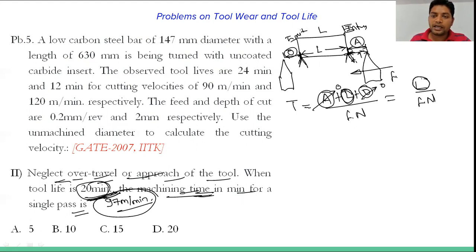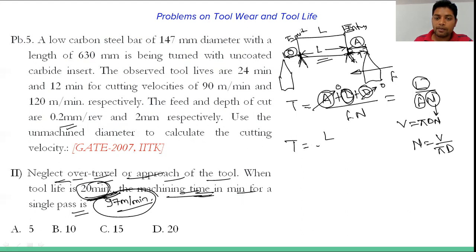Now L, the length given to us, is 630 mm. F, the feed, is also given to us, that is 0.2 mm per revolution, and N is not given to us. But for N we can use the formula V equals pi into D into N, so N equals V by pi into D. When you put this in the formula, it will be L upon F into V, and pi D will come below.